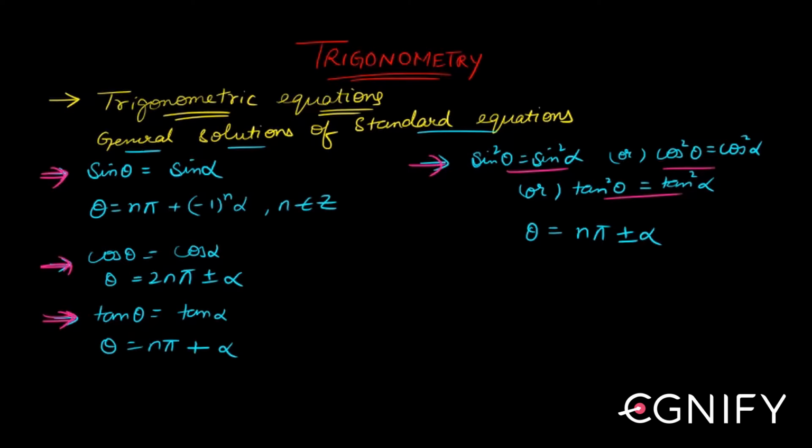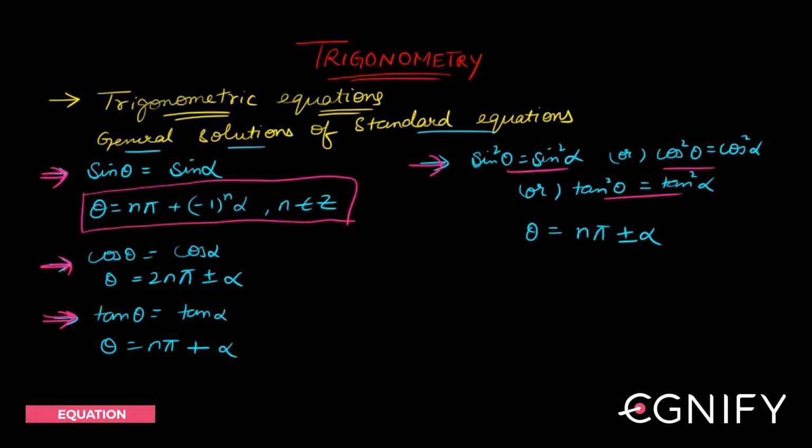So the general solution for sin theta equal to sin alpha is this. n belongs to integers, so theta equals n pi plus minus 1 power n into alpha. If you see sin theta equal to sin alpha, you'll be very tempted to cancel sin and say theta equals alpha. Fine, theta is equal to alpha. But is theta only equal to alpha? The answer is no. There are so many values, right?